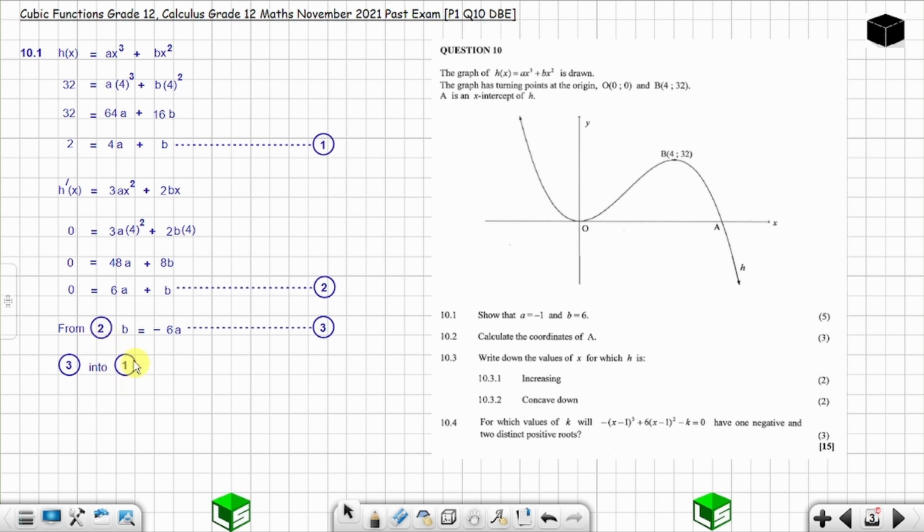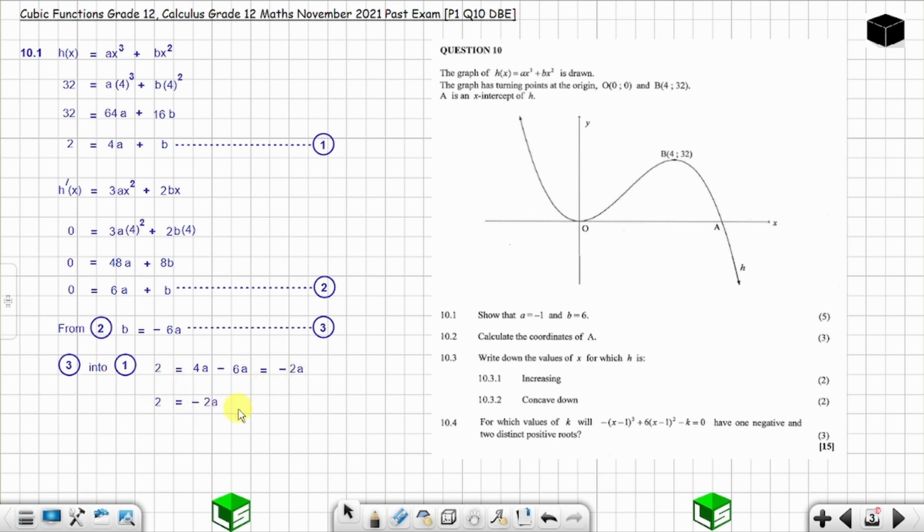So this is number 1: 2 is equal to 4a plus b. Your b is equal to negative 6a. This is equal to 4a minus 6a, which is equal to negative 2a. And so you have 2 is equal to negative 2a. This is what you have.